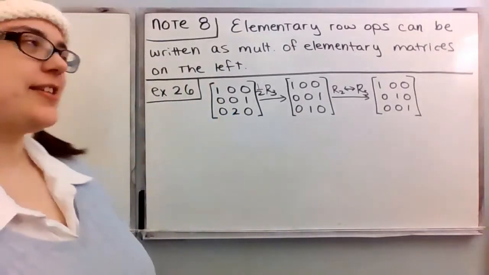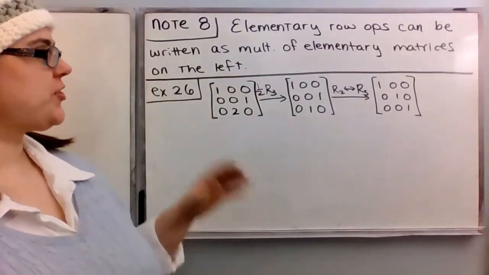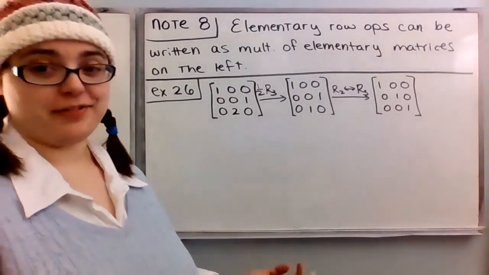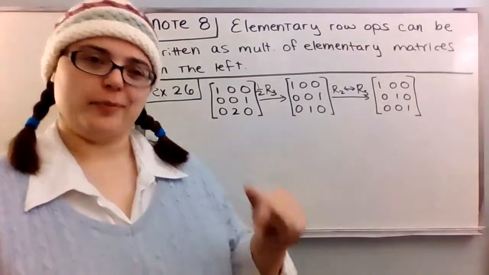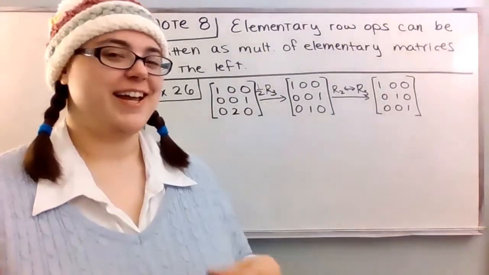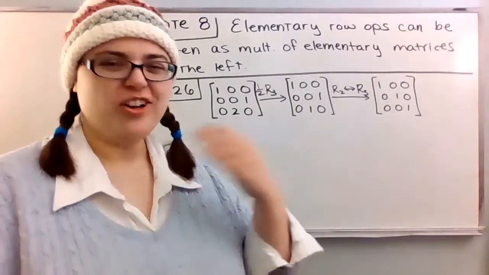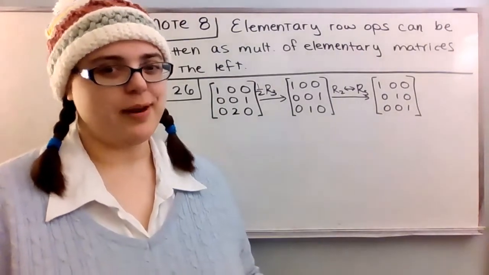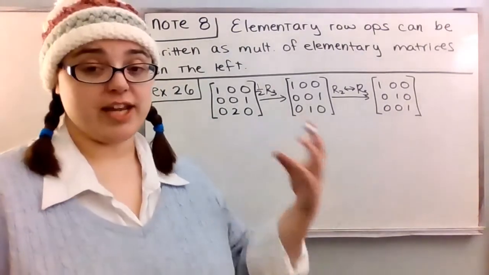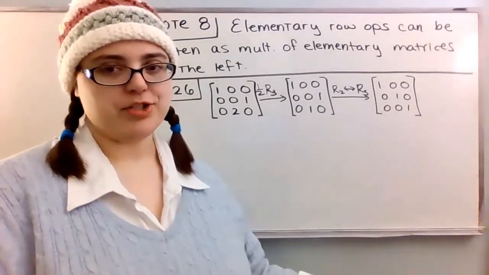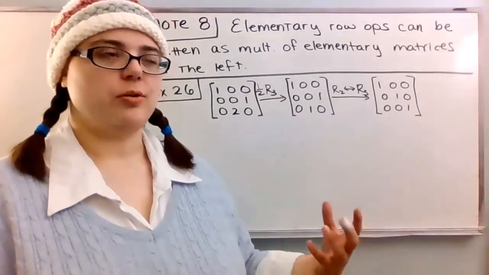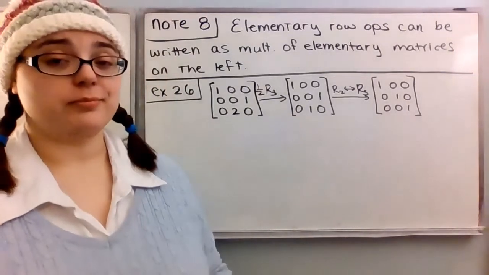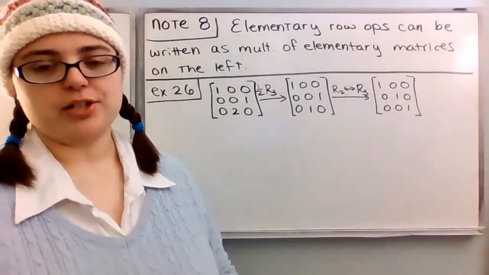So what this note is saying is that elementary row operations can be written as a multiplication of elementary matrices from the left. So there's a reason that our elementary row operations and our elementary matrices had the same terminology. And that's because all along they were secretly connected and we didn't even know. I mean, we probably knew something was up, right? Because an elementary matrix is if you take the identity and you perform one row operation on it, that's an elementary matrix. So in just the definition of what an elementary matrix is, we already know that there's going to be some connection to elementary row operations.